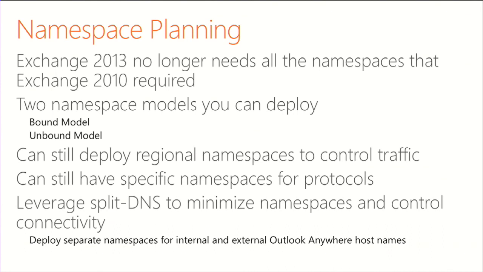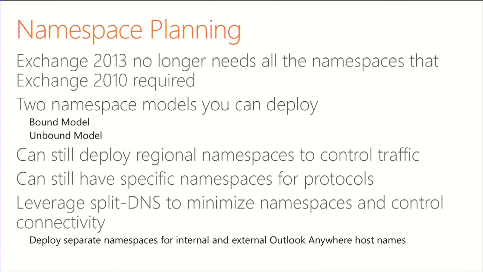We've also done a lot of work to reduce the number of namespaces you need. For example, the first one that we've gotten rid of completely in Exchange 2013 is the RPC Client Access Array namespace. That namespace no longer exists in Exchange 2013 because our RPC endpoint is a GUID and not a fully qualified domain name.